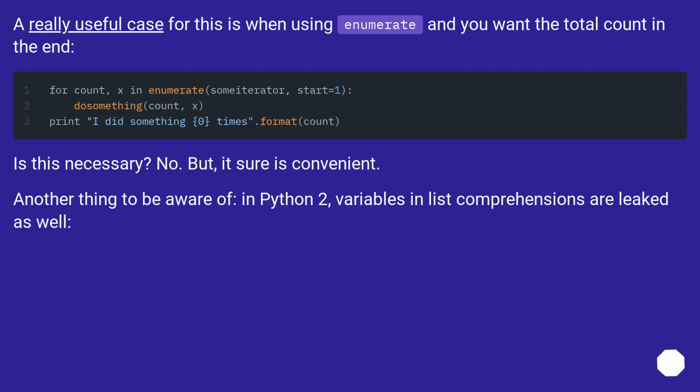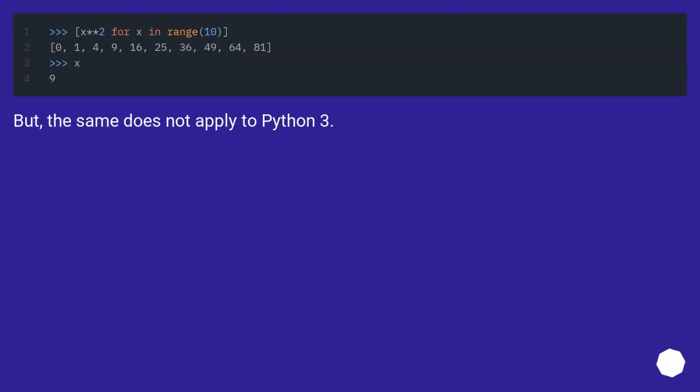Another thing to be aware of, in Python 2, variables in list comprehensions are leaked as well. But the same does not apply to Python 3.